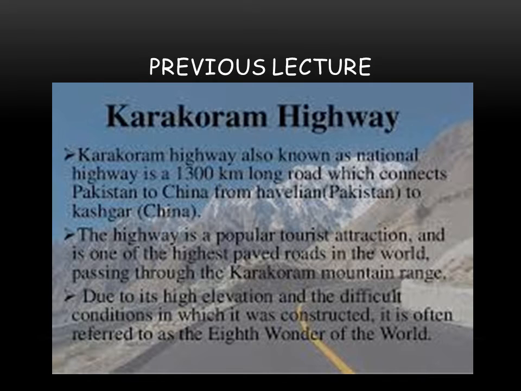Then we learnt about the Karakoram Highway, which is also known as the National Highway and is a 1300-kilometer long road which connects Pakistan with China, and the highway is a popular tourist attraction. This Karakoram Highway is considered the highest paved international road in the world, tracing one of the many pathways of the historical Silk Road. The Karakoram Highway is often called the eighth wonder of the world due to its high elevation and the difficult conditions in which it was constructed.